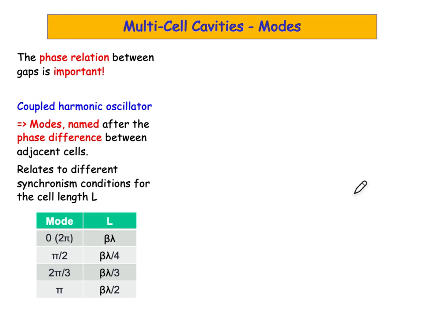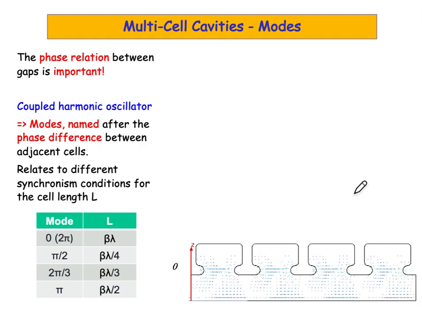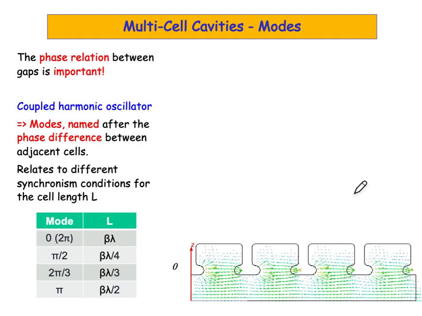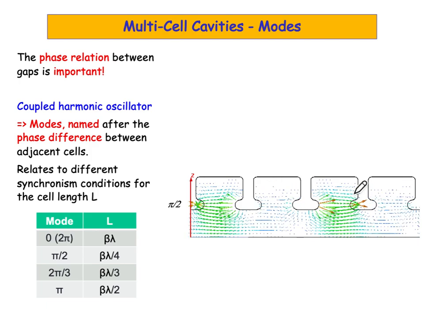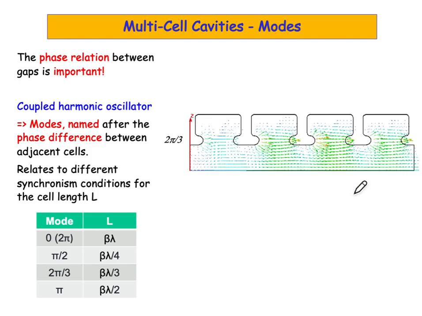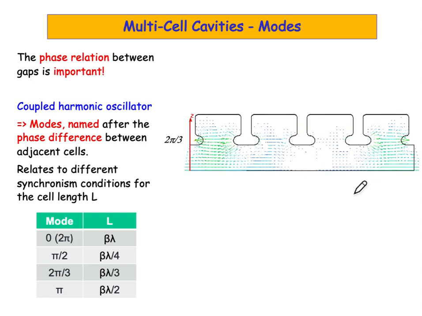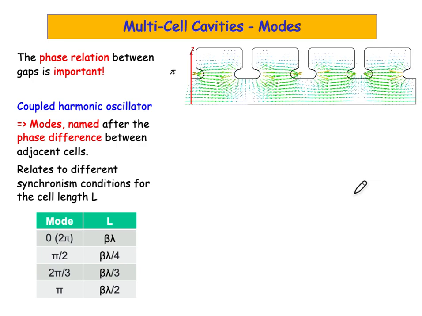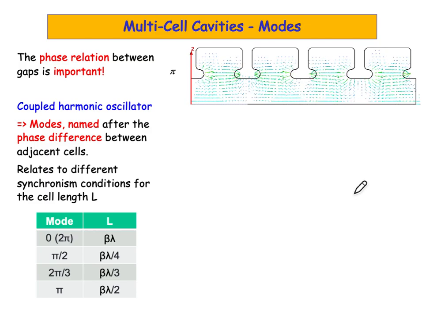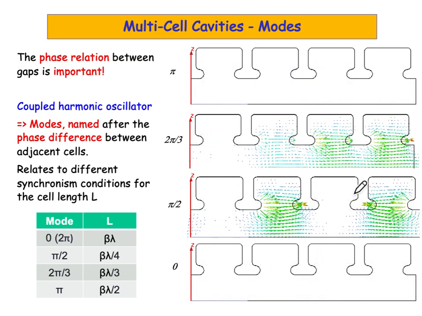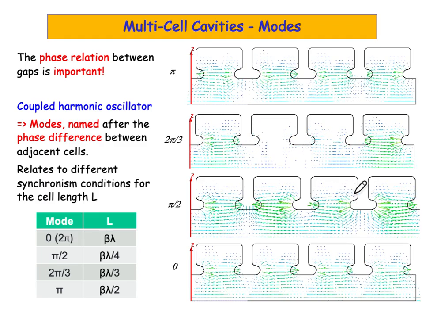Now how the phase relation is important between the gaps. You can see the modes and the phase differences between the adjacent cells. You can see the different modes: 0, 2 pi, pi by 2, 2 pi by 3 and 5. And here the cavities are there. Suppose you take the 0 and 2 pi phase, beta into lambda, and here pi by 2 phase, how this phase focusing works, and then this one is 3 pi by 2, pi by 3, and this one is 5. So these are the different phase focusing modes in some multi-cell cavities.